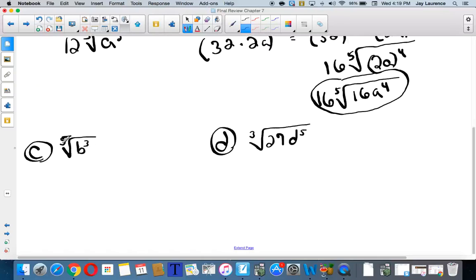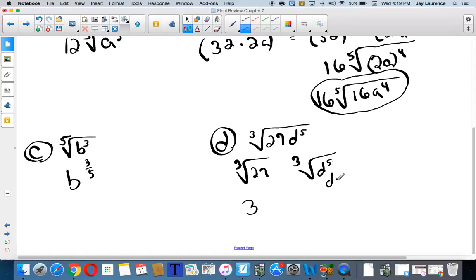All right, now to go the other way from radical form to exponent form, roots become denominators. So see this 5th root of b cubed? That's the same as b to the 3/5 power. Now d's a little bit different because I can take the cubed root of 27 and I can take the cubed root of d to the 5th. Maybe I'll break it up into 2 problems. I'll do the cubed root of 27 and I'm going to do the cubed root of d to the 5th. Well, the cubed root of 27 is 3.